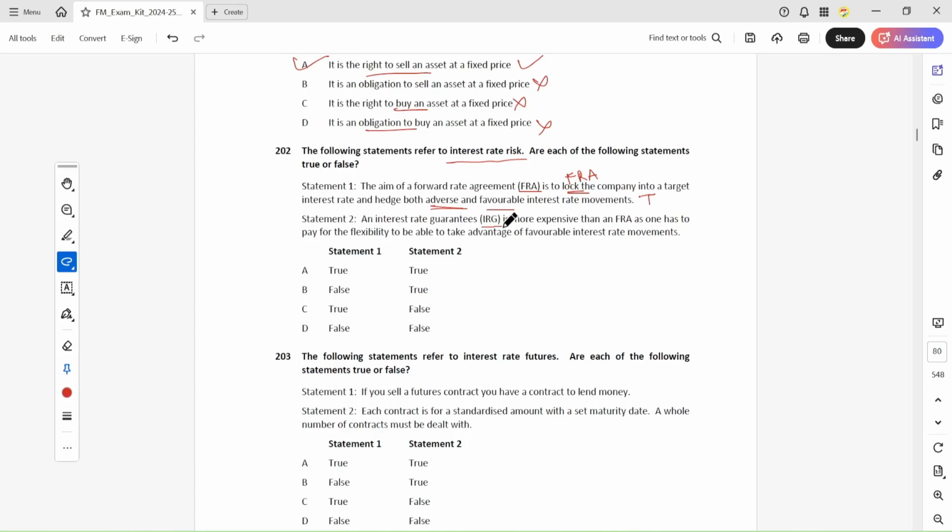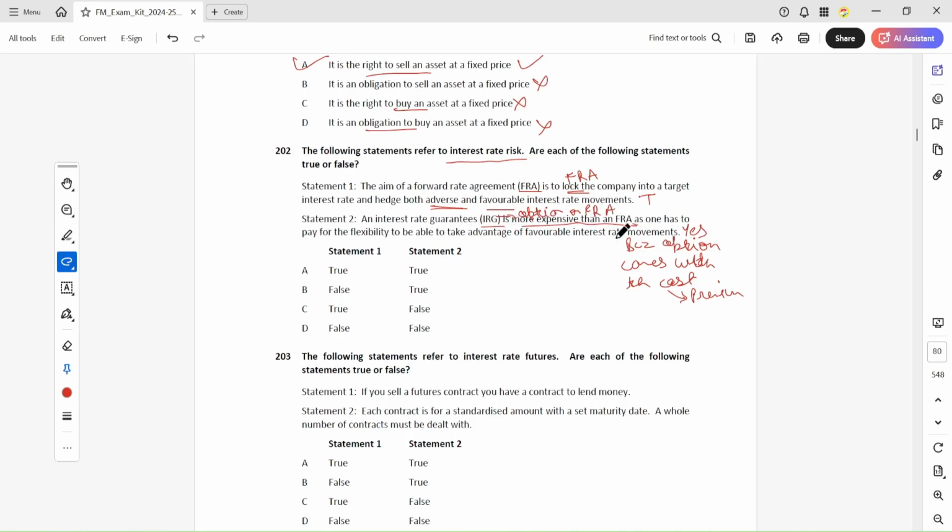An interest rate guarantee is more expensive than a forward rate agreement. Yes, because an option comes with a cost, the premium. We have to pay the premium cost to buy the option. An interest rate guarantee is an option on a forward rate agreement.